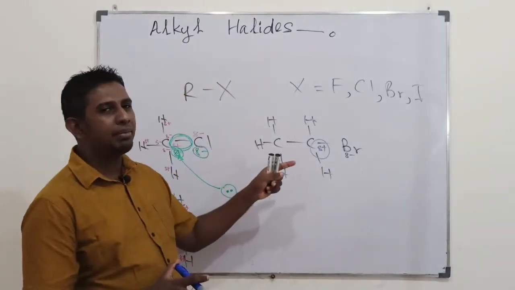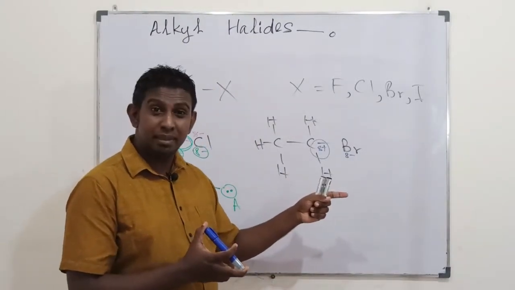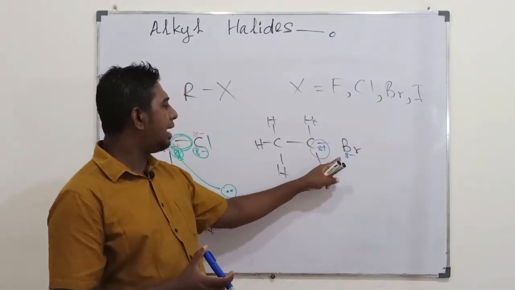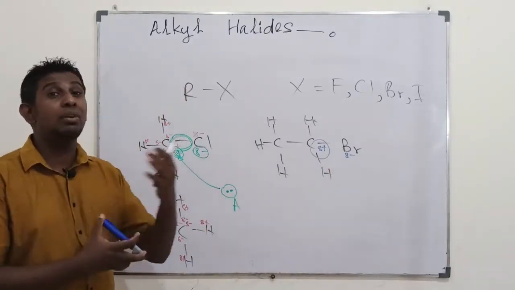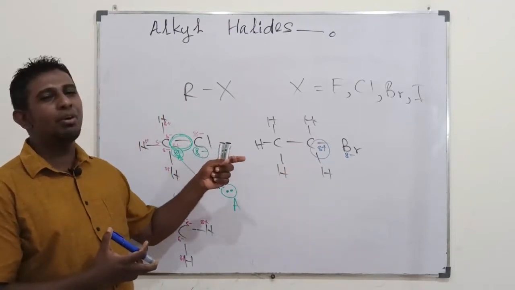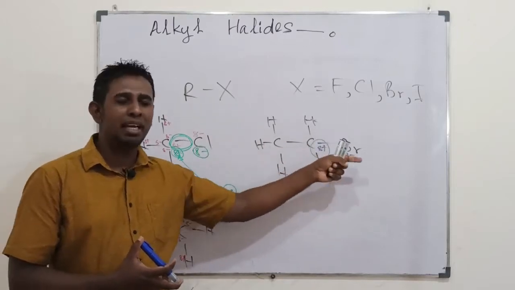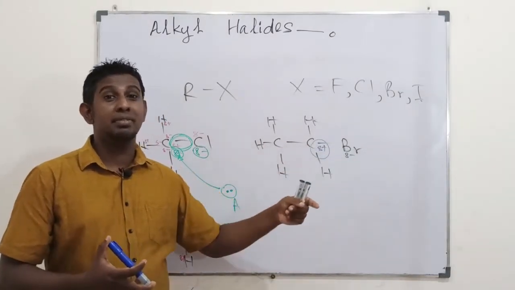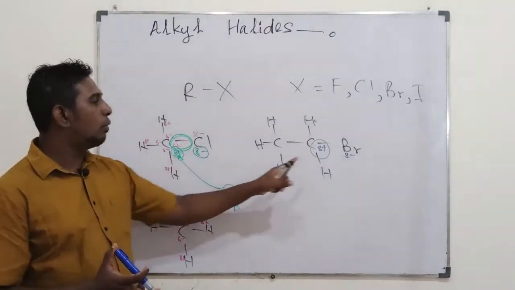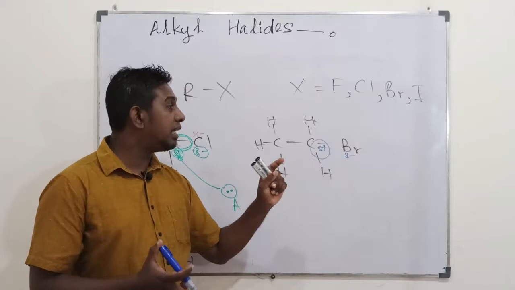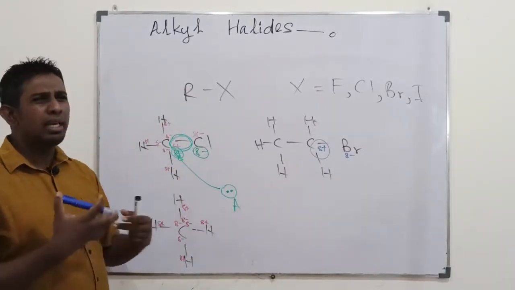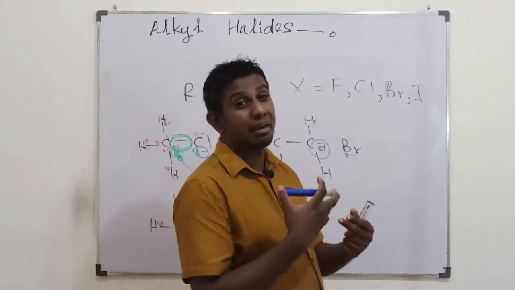Then, if another new species comes and attacks there and gets attached there, this halogen has to leave the molecule. So the poor halogen would be leaving the molecule as Cl minus, Br minus. It won't be leaving with empty hands. It would be taking both electrons in the bond. It would be taking one extra electron from this carbon and leaving. Therefore, they could leave as Cl minus, Br minus.